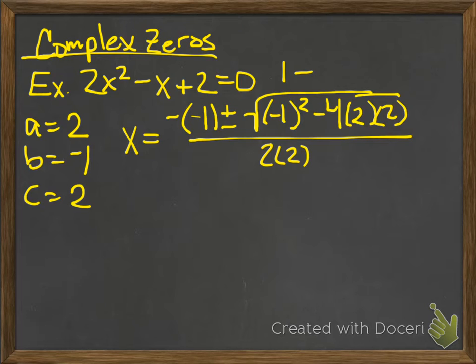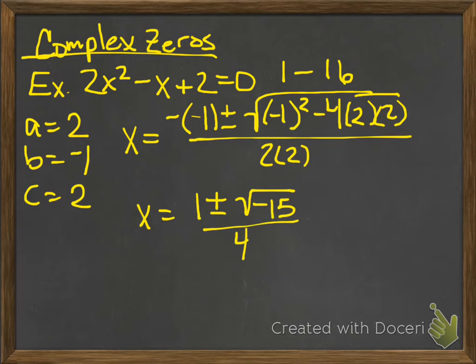4 times 2, because A is 2 and C is 2. So 4 times 2 is 8, times 2 again is 16. What's 1 minus 16? Negative 15. So that's what I'll end up with on top. I'll have 1 plus and minus the square root of -15 over 2 times 2, which is 4.